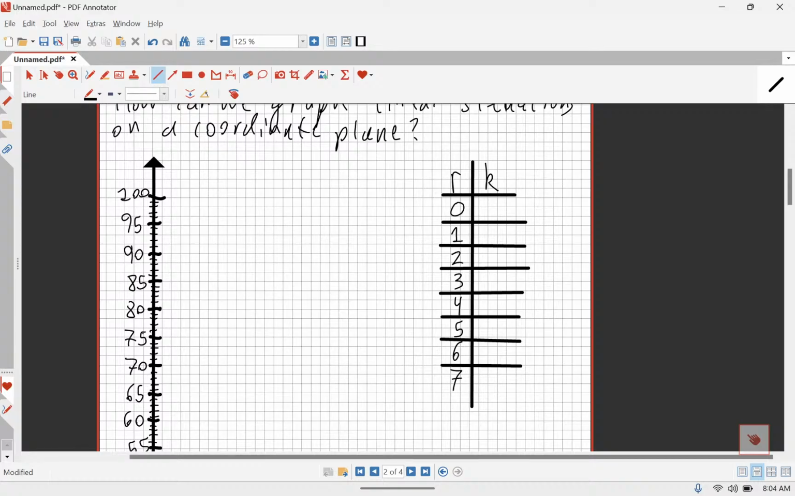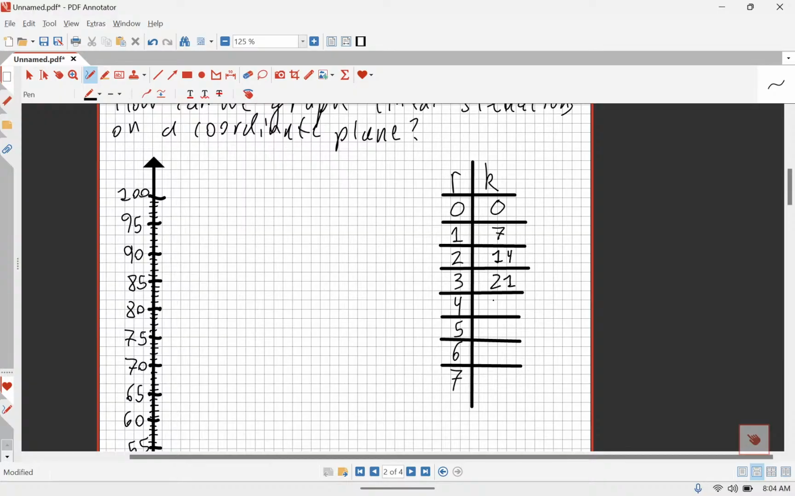Okay. Can I get you guys back up here in 5, 4, 3, 2, 1? Aiden, how would you fill this table in? 0 rides, how many crowns? 0. 1 ride, how many crowns? 2 rides. Keep it going.